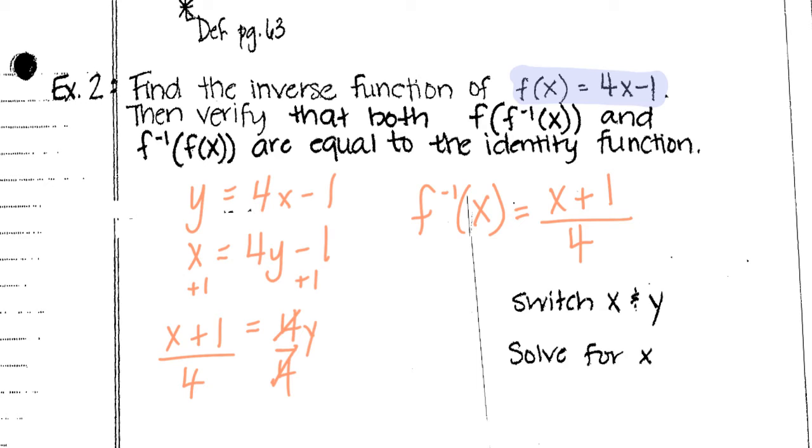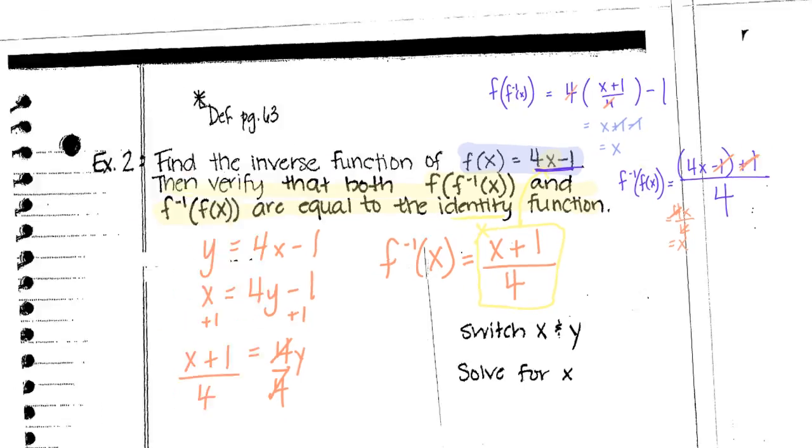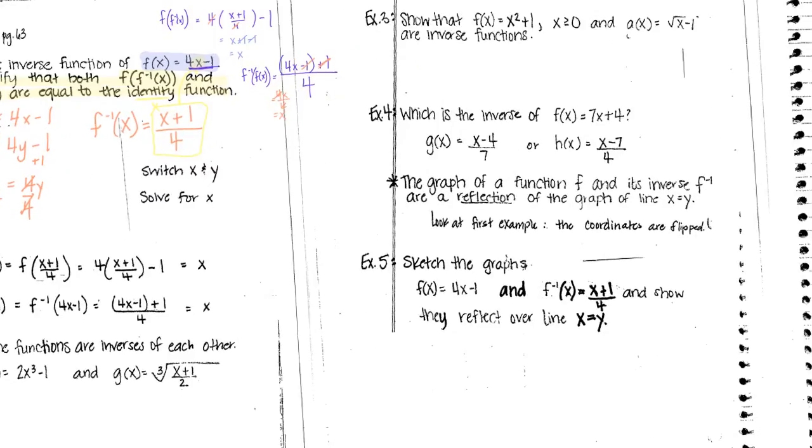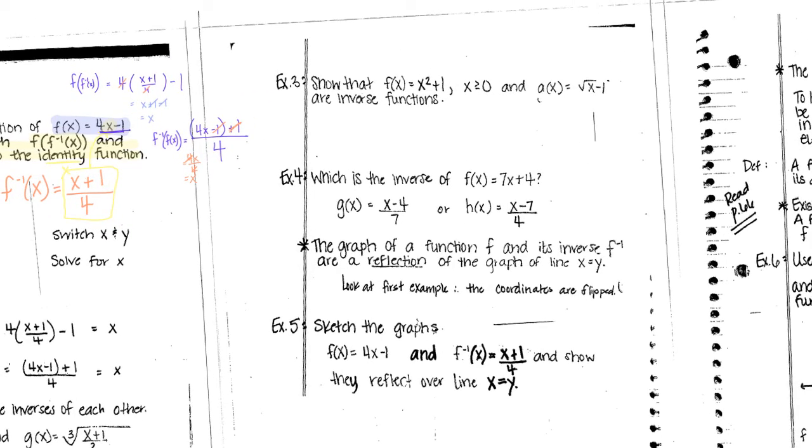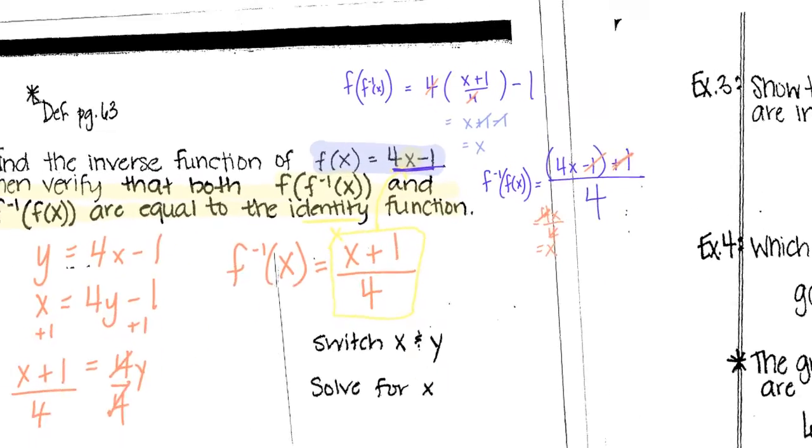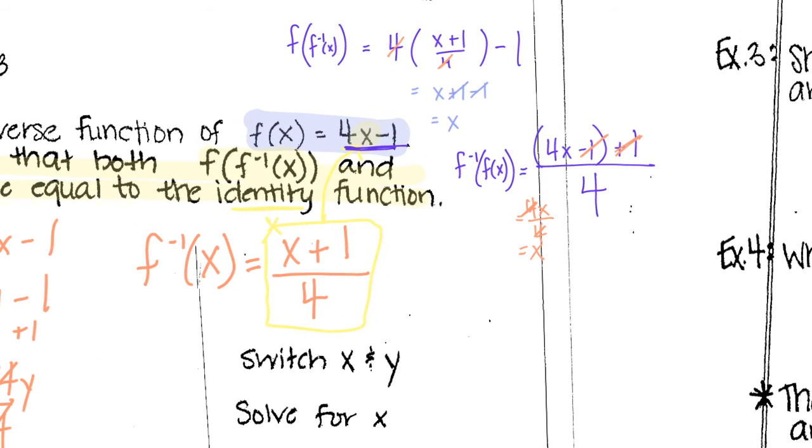All right, so now it's telling us to verify that both f of the inverse, when I put the inverse inside, and when I put the regular inside of the inverse, are equal to the identity. Remember that identity is when we had it equal to x. So the first thing I'm going to start off with is I'm going to take this x right here, and I'm going to put the inverse in for that x. All right, we just want to verify.